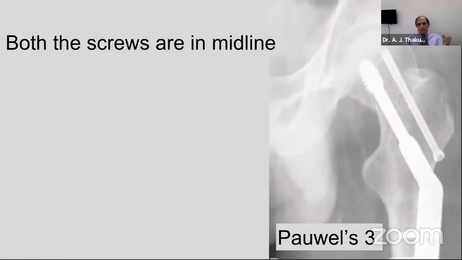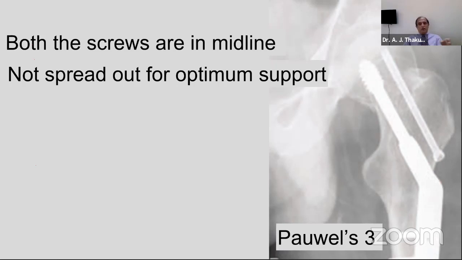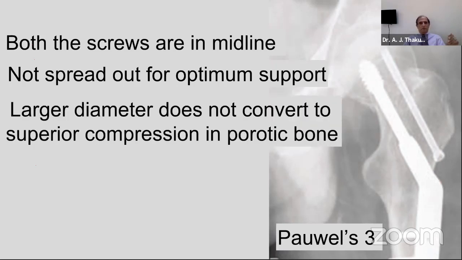So in the double support that we often use, both screws are in the middle. They are all in the cancellous zone. This is a very weak area and doesn't work very well. Here there is one support, but nothing on this one. They're not spread out. They're all parallel in the center one.